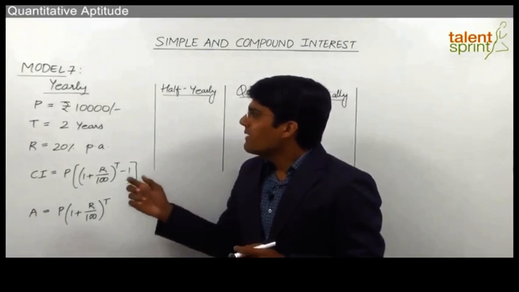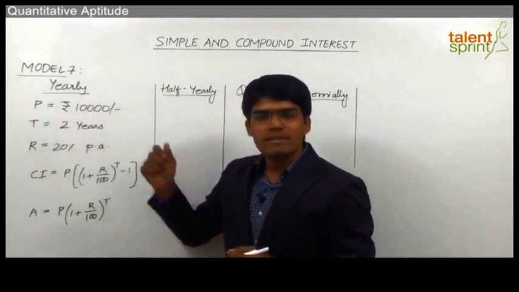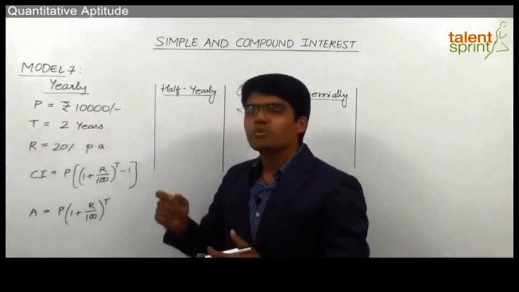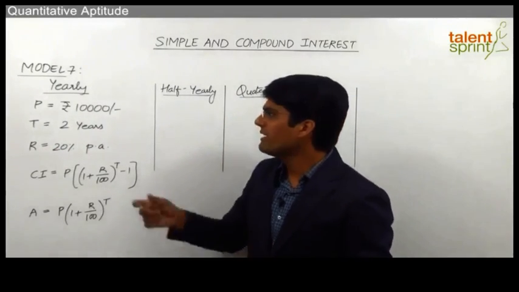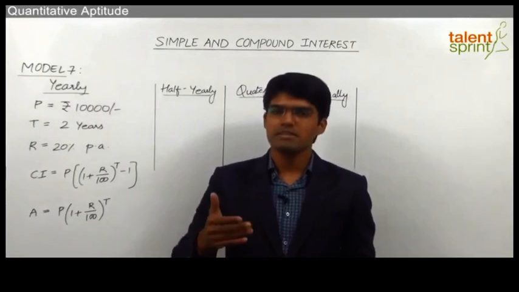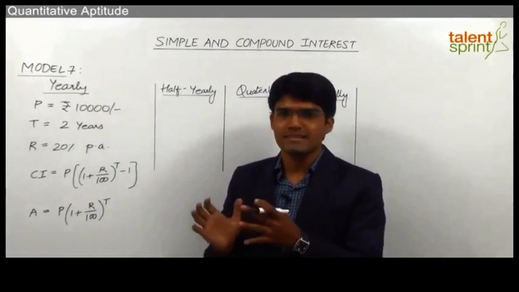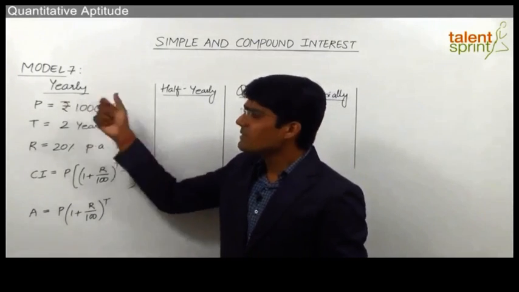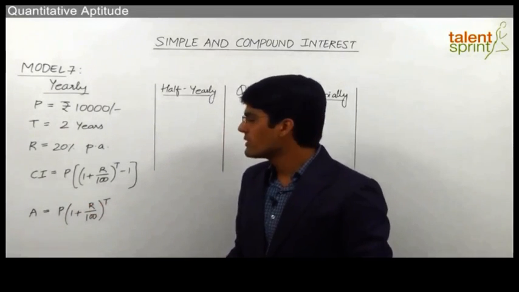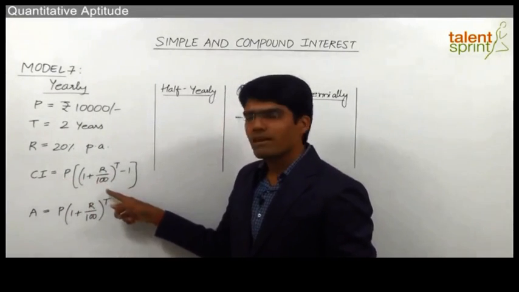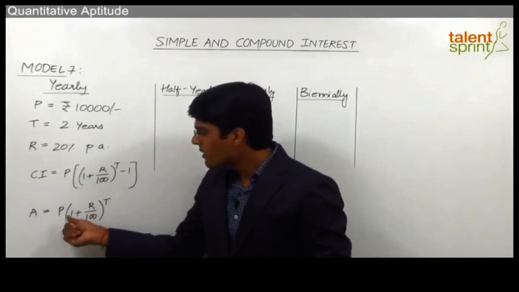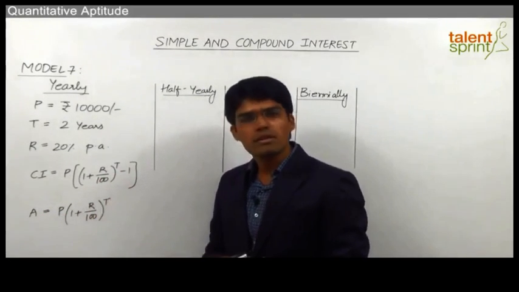Let's say that the principal amount is rupees 10,000, the time period is 2 years, and the rate of interest is 20% per annum. So for a yearly compounding, that means when the interest is calculated after every 1 year and the principal also changes after every 1 year. That is the general case. So generally, in case of a yearly compounding, we can directly use the formula, that is compound interest equals P of 1 plus R by 100 whole to the power of T minus 1. And the amount can be calculated as P of 1 plus R by 100 whole power T.